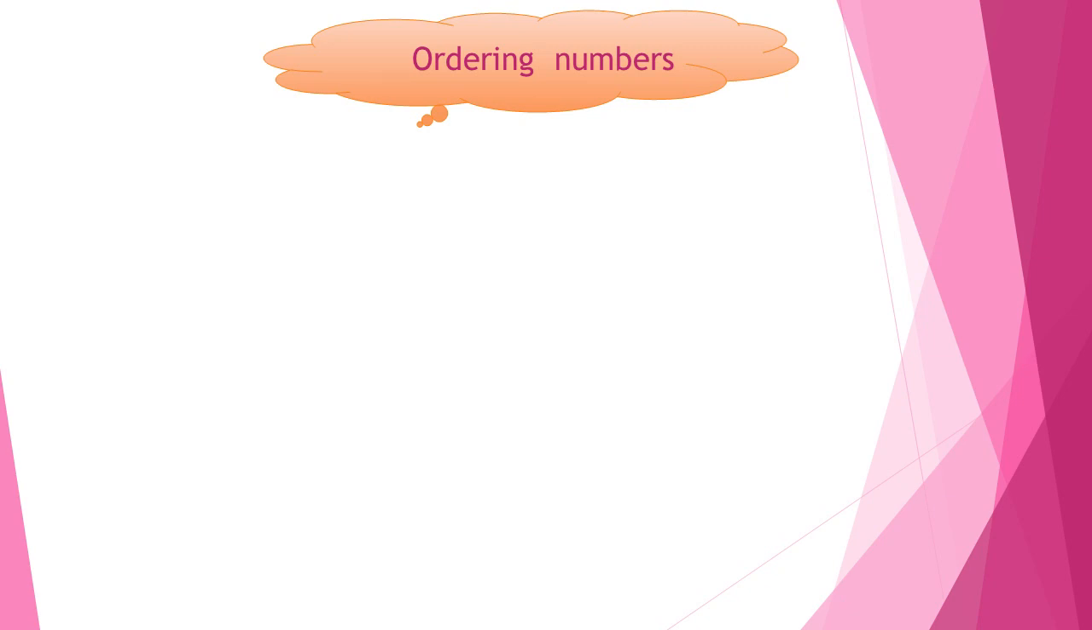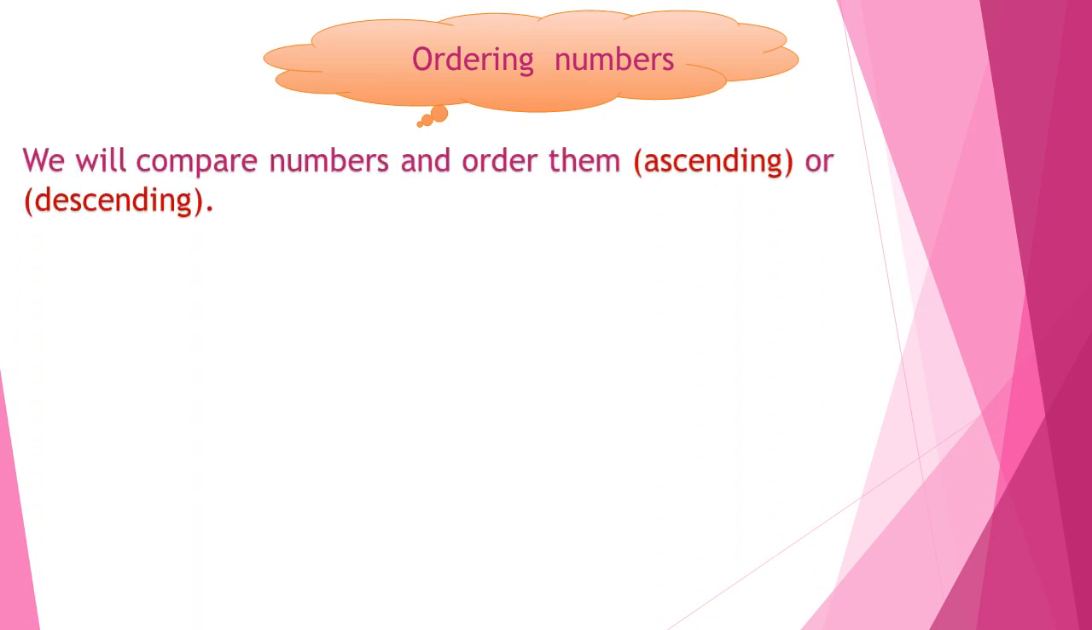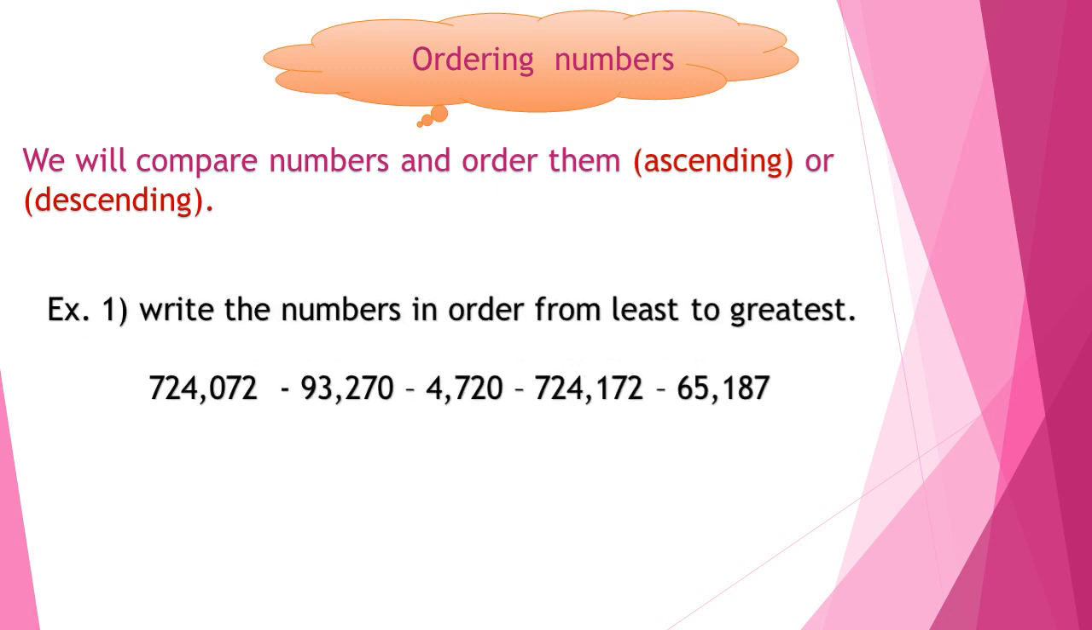Now, ordering numbers. We will compare numbers and order them ascending and descending. Ascending means from the smallest to the greatest. Descending means from the greatest to the smallest. For example, write the numbers in order from least to greatest. It means ascending order. Before solving this question, first count the digits of each number.